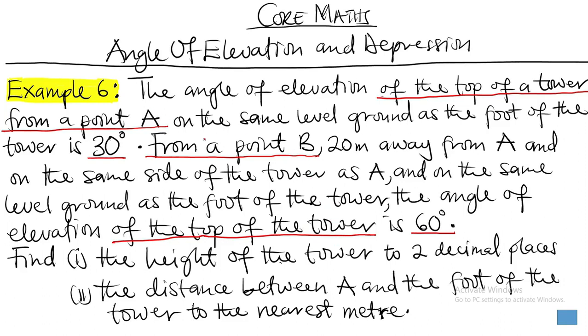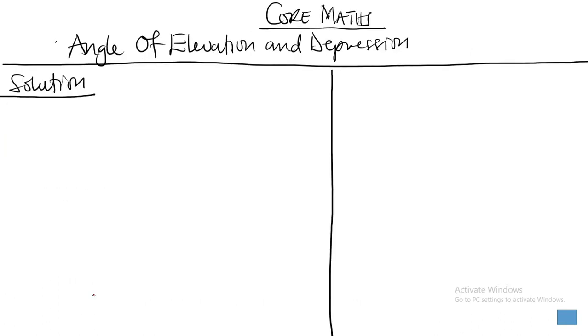So we've seen that we have 2 points of observation, that is A and B. And then we have the same object, that is the top of the tower, and different angles of elevation. So now that we have the key things, let's proceed to draw the diagram.